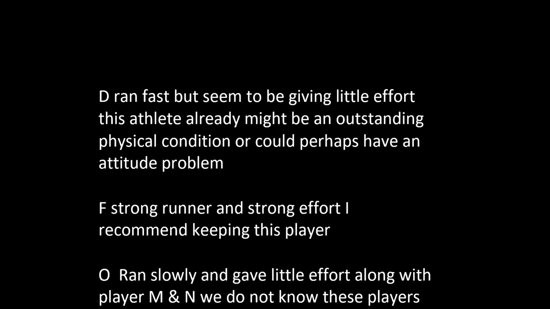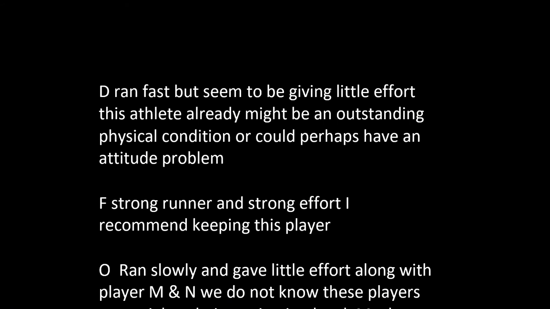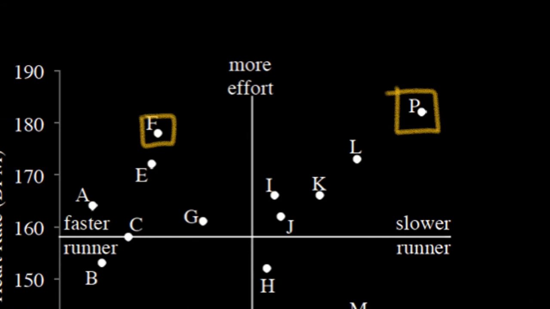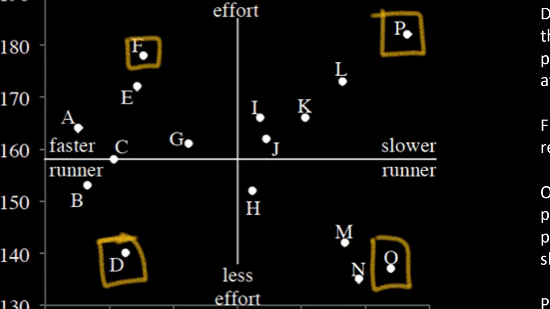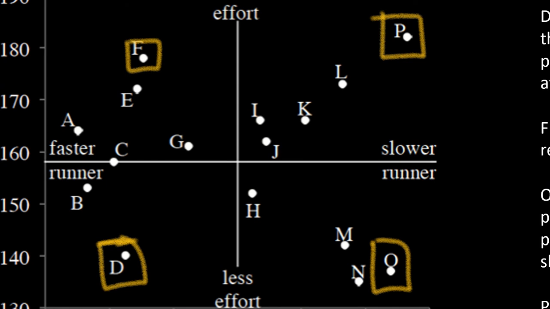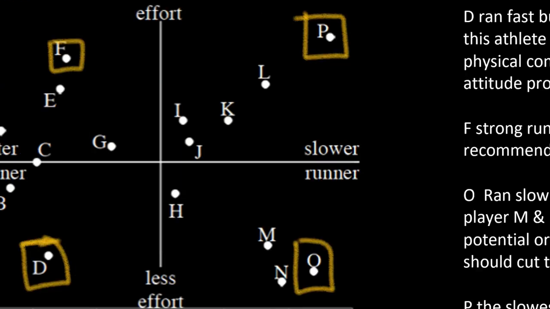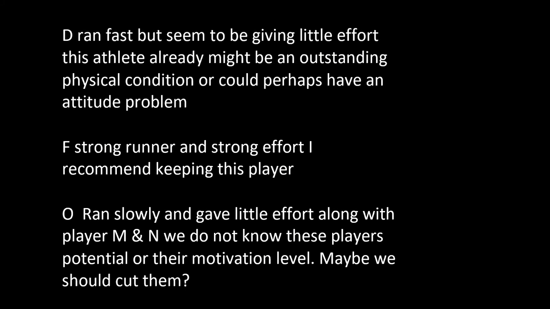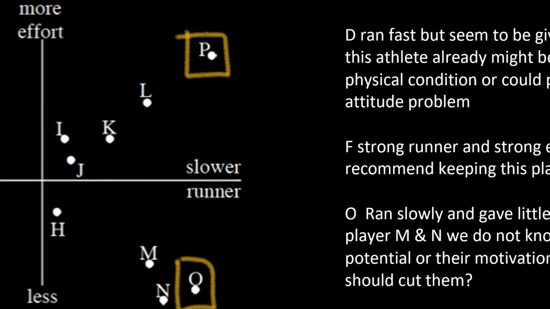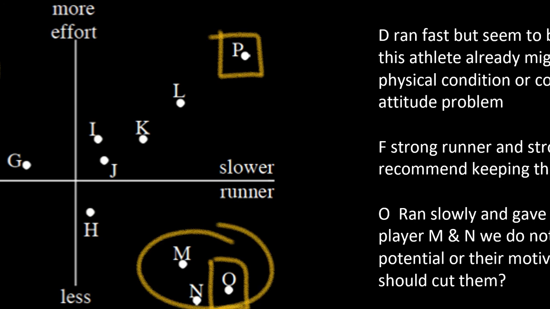For player F, strong runner and a strong effort. I recommend keeping this player. So good effort and good outcome. They're up in that upper left quadrant. O ran slowly and gave little effort, along with players M and N. You can see they were all down in this little group right here.